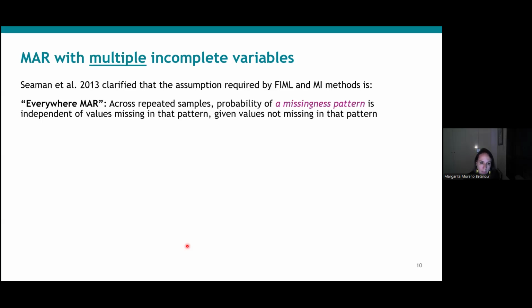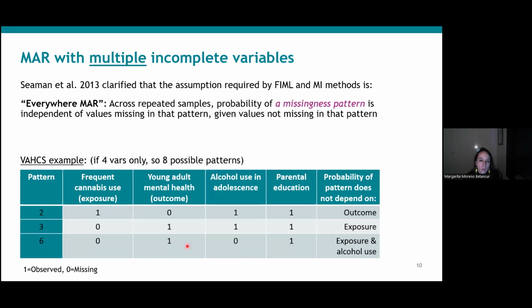So just to exemplify this with the VAX example, to make it a bit clearer, let's imagine that we only have 4 variables, so 3 here that are incomplete and 1 that's complete. So we have 8 possible missingness patterns, which means whether a variable is complete or not. In this table, I have 3 examples of the patterns out of those 8. 1 means the variable is observed, and 0 means it's missing in that pattern. So this pattern is where only young adult mental health is missing. In this pattern, the exposure is the only variable missing. And in this pattern, we have the exposure and one of the confounders missing.